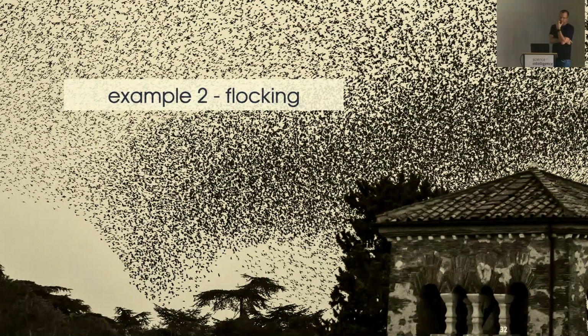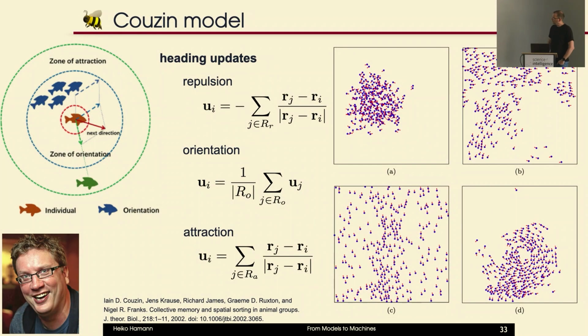That was example one. So now I want to talk about flocking a bit, and I understand you're well prepared, right? You've heard already quite a bit about collective motion. So the biological inspiration would be something maybe like this, right?